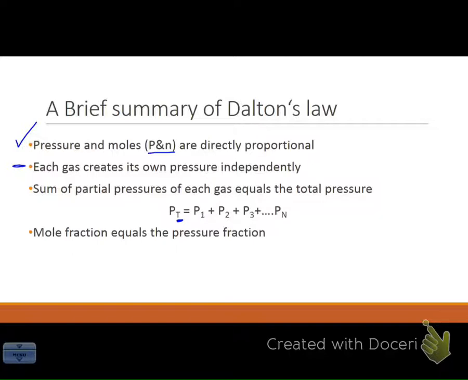And the fourth bullet is interesting because they are directly proportional. The mole fraction equals the pressure fraction. So let's just say here that half of the moles in my balloon are helium and the other half are hydrogen. Well, my pressure is also going to be half due to the hydrogen and half due to the helium. So whatever fraction of moles you have is the same fraction that's going to contribute to your total pressure.